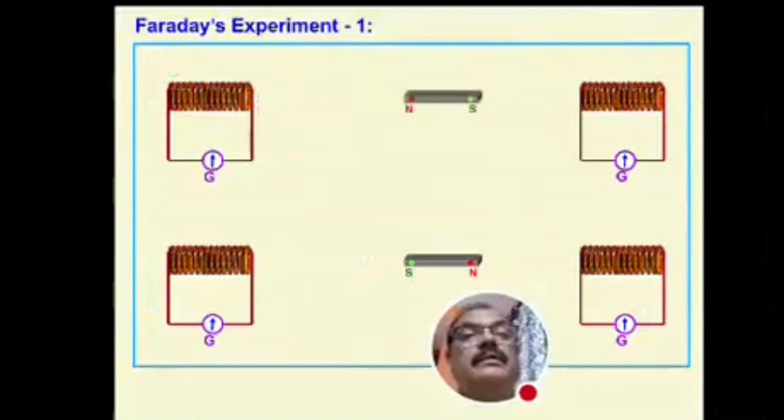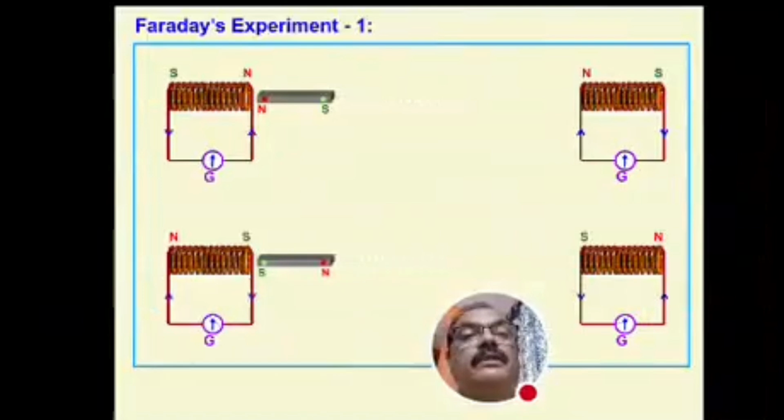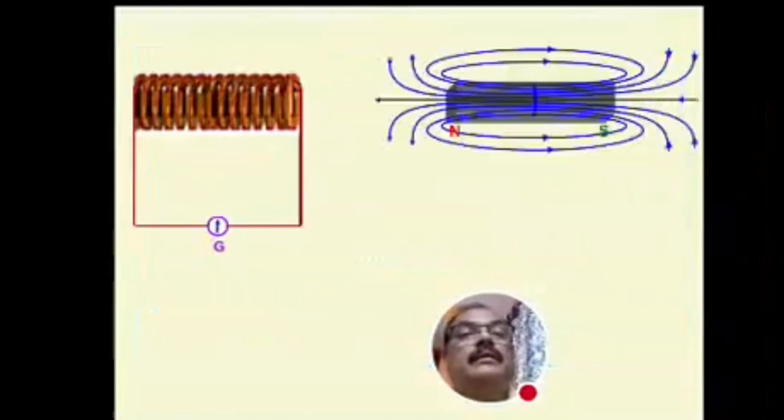Next, the second one. See again, in both coils the galvanometer is deflected and opposite poles are formed. When the south pole is pushed in, a south pole is created, so it is opposing the south. So these are some experiments.